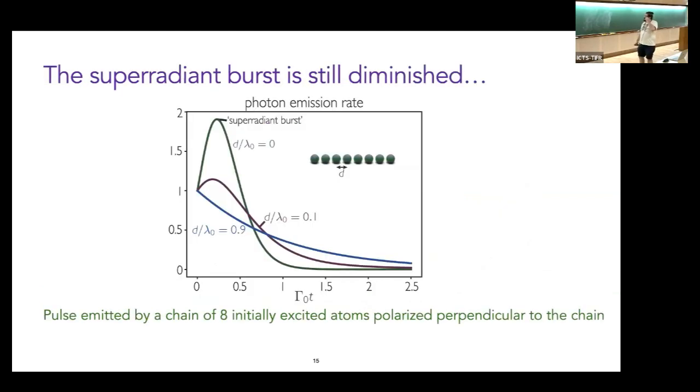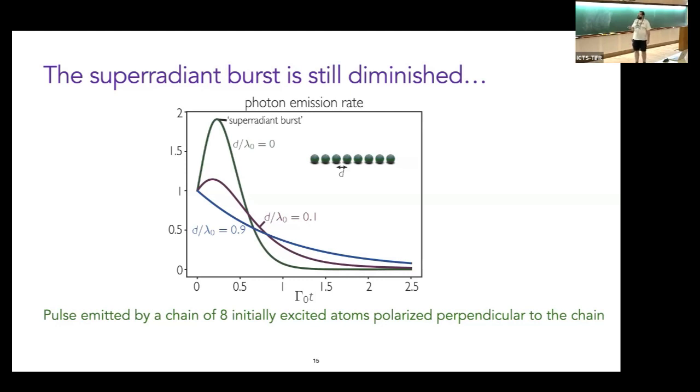And so what we can do is run some exact calculations. Here I just take a chain of 8 atoms. Here I change the spacing between them. And then I excite all of them, allow them to decay, and look at the light that comes out. So in Dicke's case, everything at a point, I see this large superradiant burst.